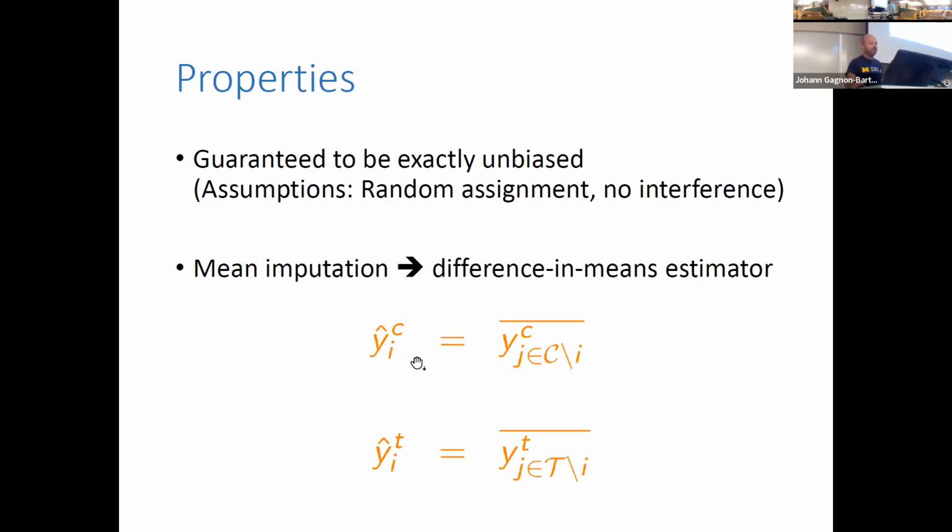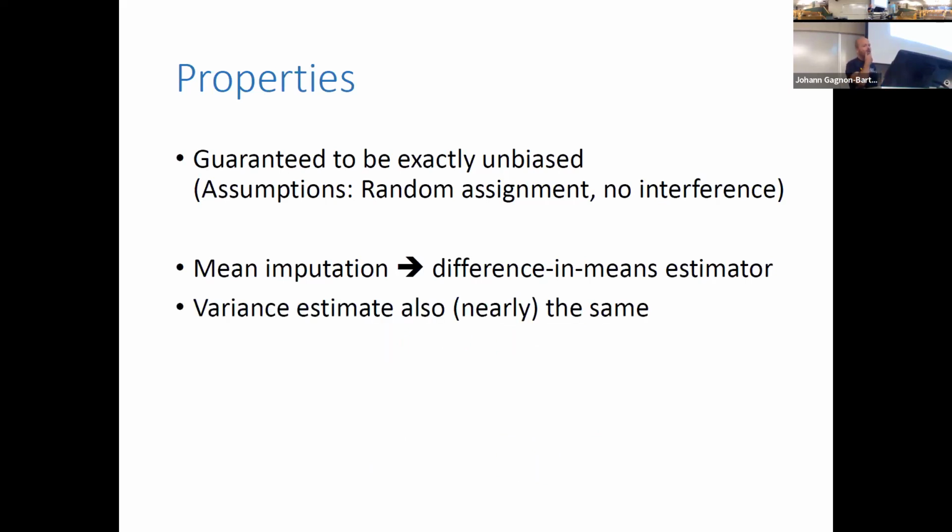Yeah, so just predict the control outcomes as the average of all of the other control outcomes, and predict the treatment outcome as the average of all of the other treatment outcomes. That gets you back to the difference in means estimator. The variance estimate also ends up being nearly the same. This is under mean imputation.